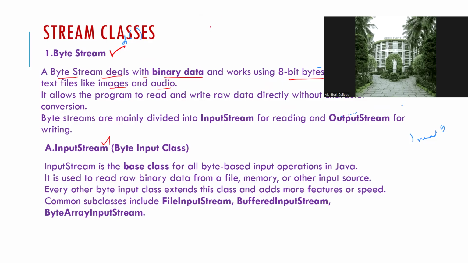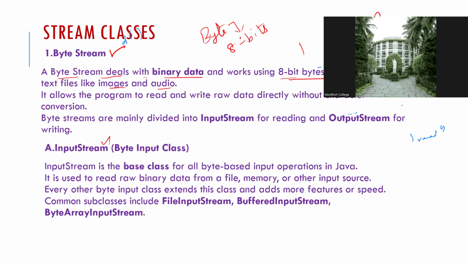For images, audios and all, byte stream is used. Byte means 8 bits, that we know already. Byte is equal to 8 bits. It works using 8 bits, suitable for non-text files like images or audio. See, I have an audio file here.